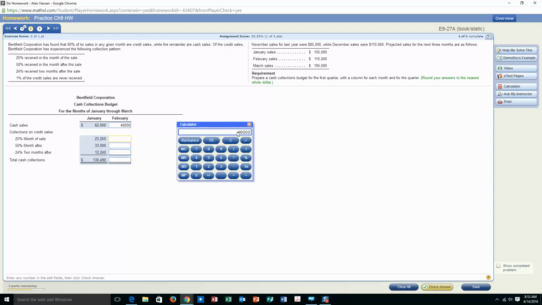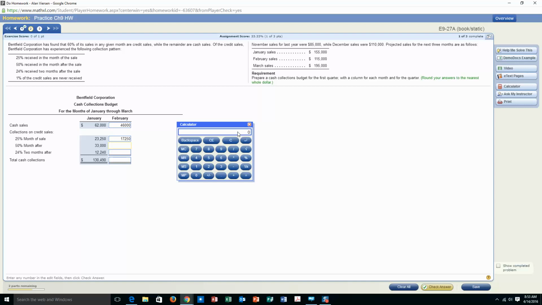During this month that I had $115,000 worth of sales. Now I multiply it by 60%, and then I multiply that by 25%. That's the amount I'm going to collect, and it's 17,250. Move my cursor down to the next one.